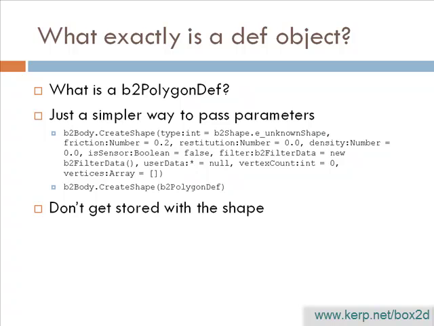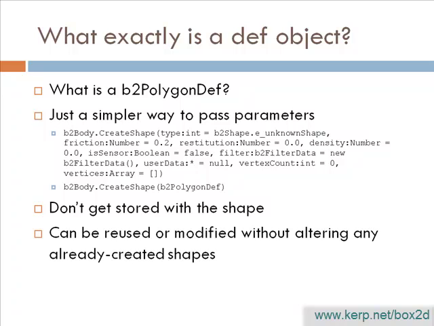That's all she wrote. You can then go back and modify or change this polygon def so that you can use it to create other shapes, and that won't change any of the shapes you've already created. So if, for example, you wanted to change the friction of an object after you've created it and you tried to do so by changing its polygon def object, that wouldn't have any effect because the object's already been created, it's already got its friction value set. You'd have to go into the object itself and change the friction value.